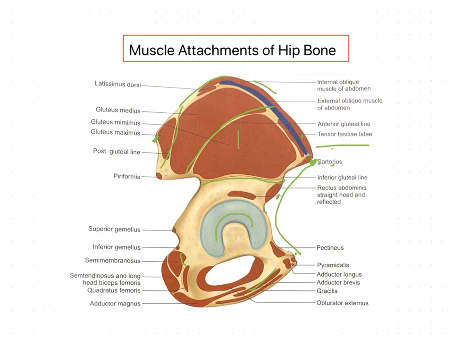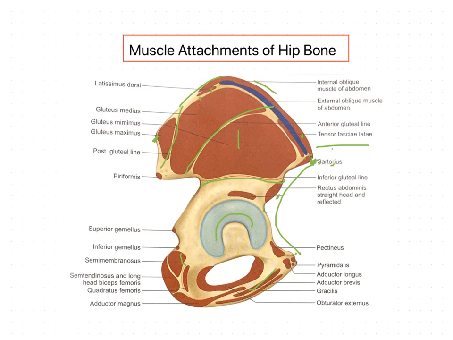Then if you come to the posterior aspect, another muscle originates there, which is latissimus dorsi. Latissimus dorsi is a back muscle, and some fibers are attached to the inferior angle of the scapula, and it is inserted into the humerus. This latissimus dorsi also originates from the ilium. So this one also belongs to the iliac crest.